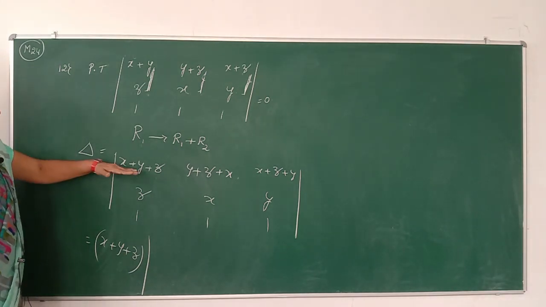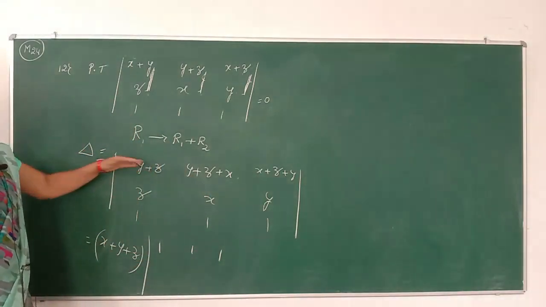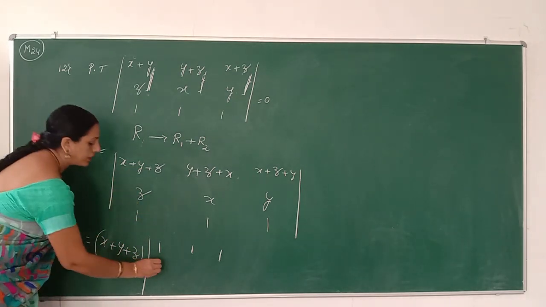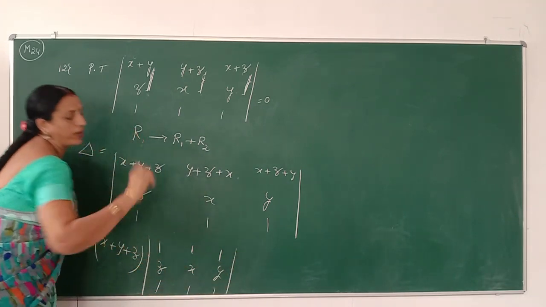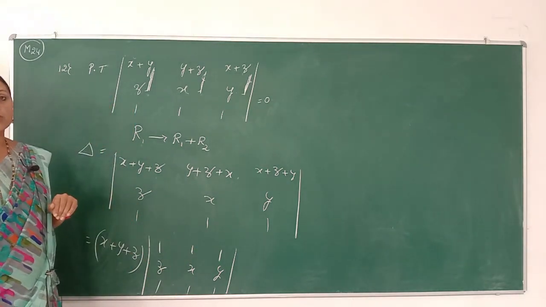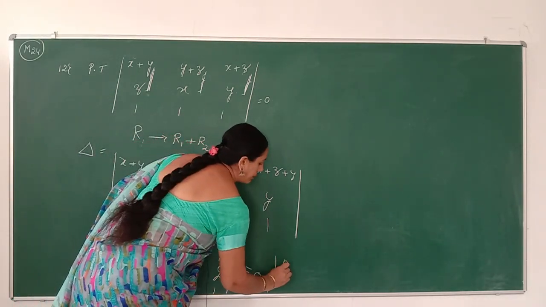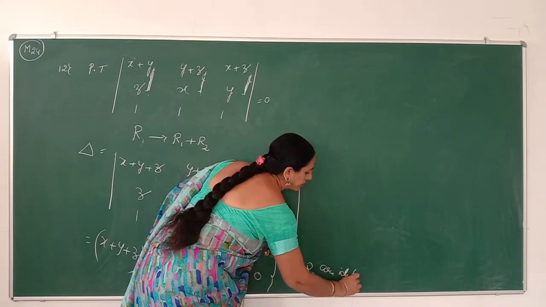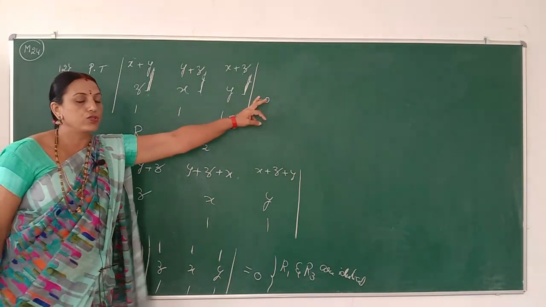After taking out that common factor, whatever remains in place of those elements is 1 1 1. After taking the common factor, the remaining element is 1. In the second row z, x, y and in the third row also 1 1 1. Then we observe that if all the elements of two rows are identical, the value of the determinant is 0. So all the elements of R1 and R3 are identical. So the value of the determinant is nothing but 0. This is one of the solutions for the RHS.